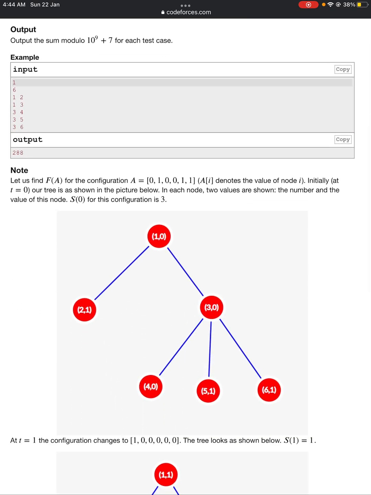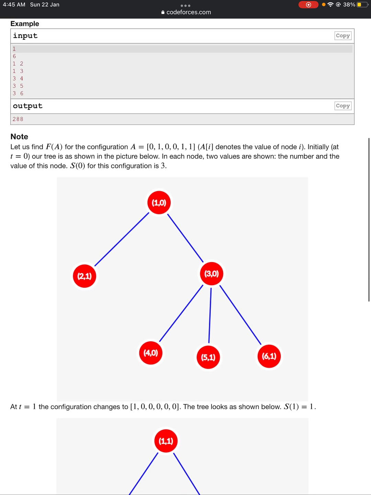So this is at t equal to 0. There are 6 nodes here, and initially let us assume that the first node has value 0, the second has value 1, the third has 0, the fourth 0, the fifth 1, the sixth 1 at t equal to 0. Now at t equal to 1, what would happen? For a leaf node, since it has no children, its value will become 0, and for the other nodes, let's say node number 3, its value at t equal to 1 would become the bitwise OR of the values of its children at t equal to 0.